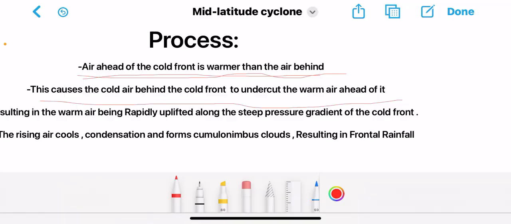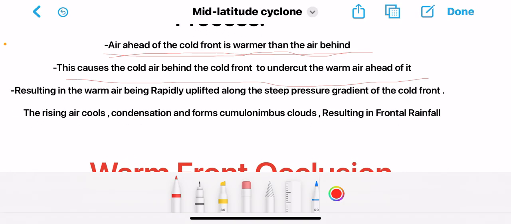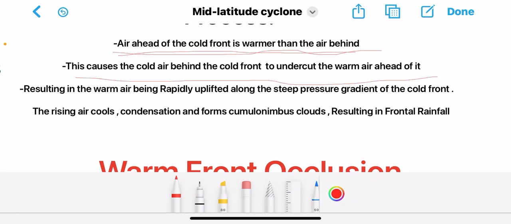Remember, I said whenever cold air meets with warm air, the cold air will undercut the warm air, and the warm air will be lifted up into the atmosphere. Resulting in the warm air being rapidly uplifted along the steep pressure gradient of the cold front. Remember, it says being rapidly uplifted. Don't forget to write this. This is very important. Along the steep pressure gradient. This is also important for you to include.